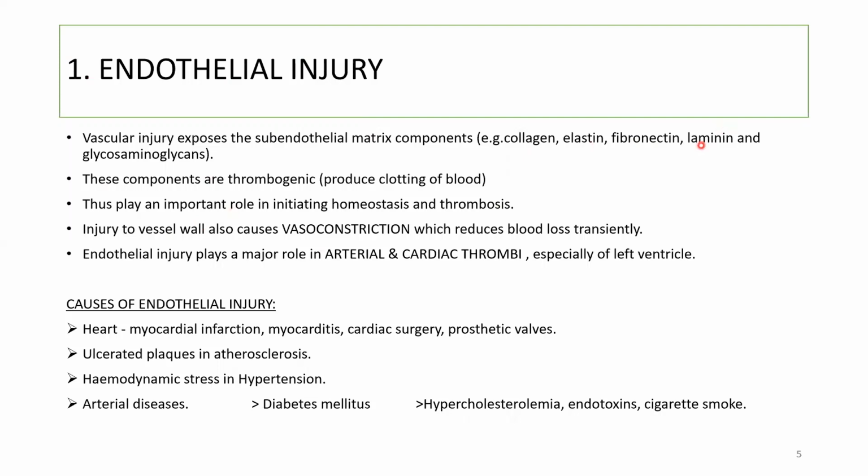Thrombogenic means they promote thrombus formation. For example, collagen is a thrombogenic material which produces clotting of blood. So after an injury, these components are exposed and are thrombogenic. They play an important role in initiating hemostasis and thrombosis. Hemostasis, you all know, is maintaining the blood flow, and thrombosis is the formation of a clot, that is the solid mass.